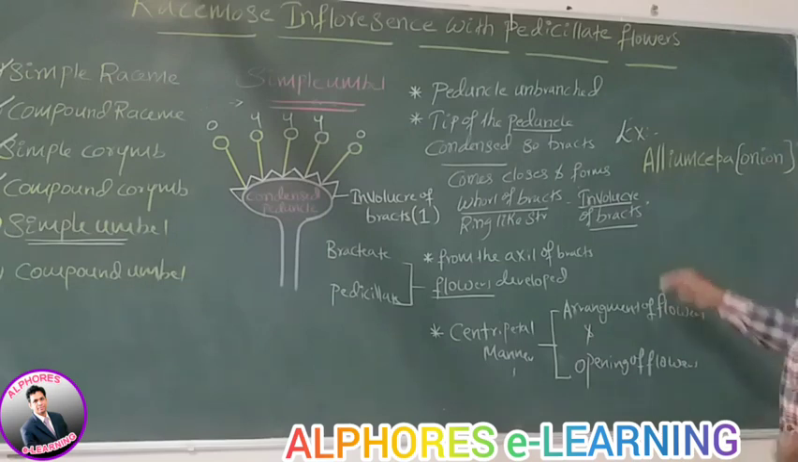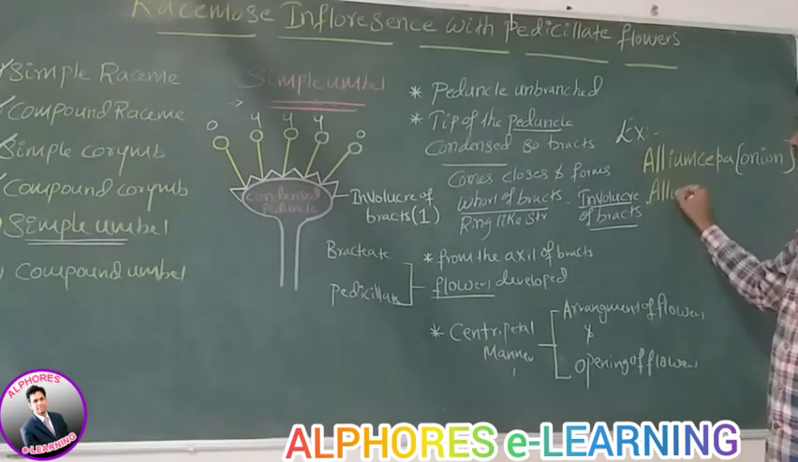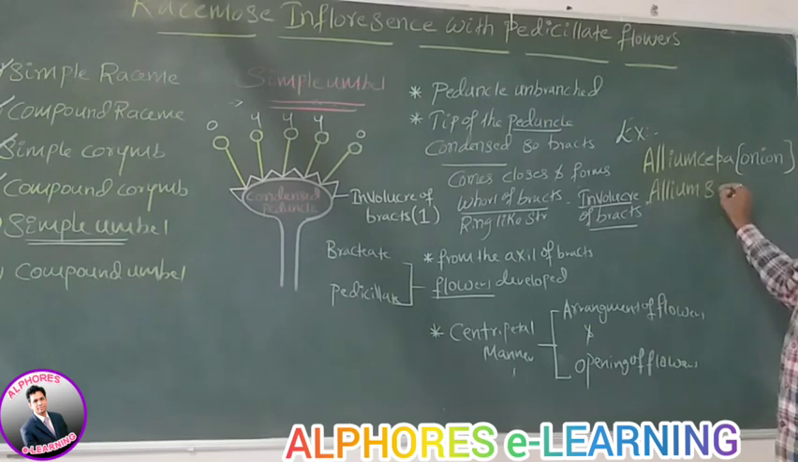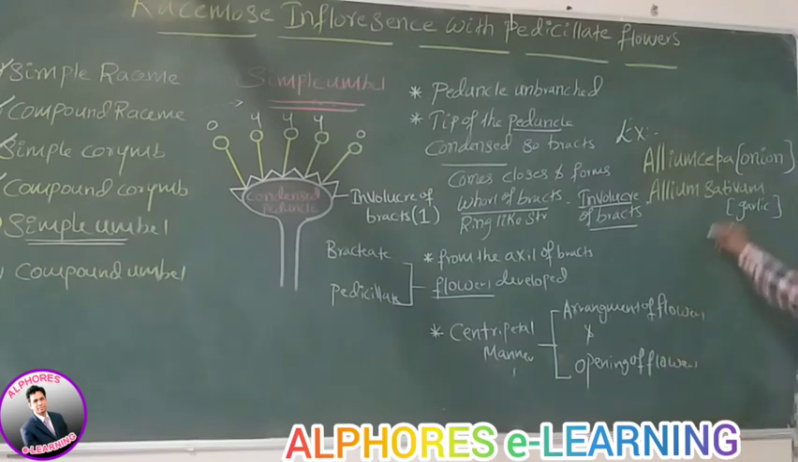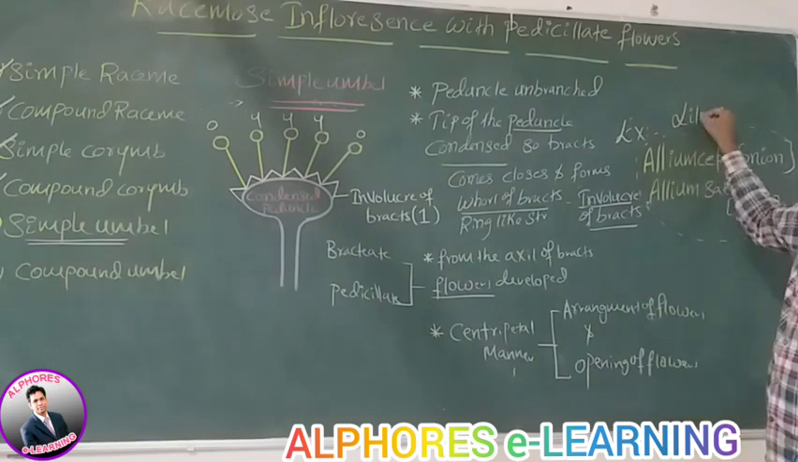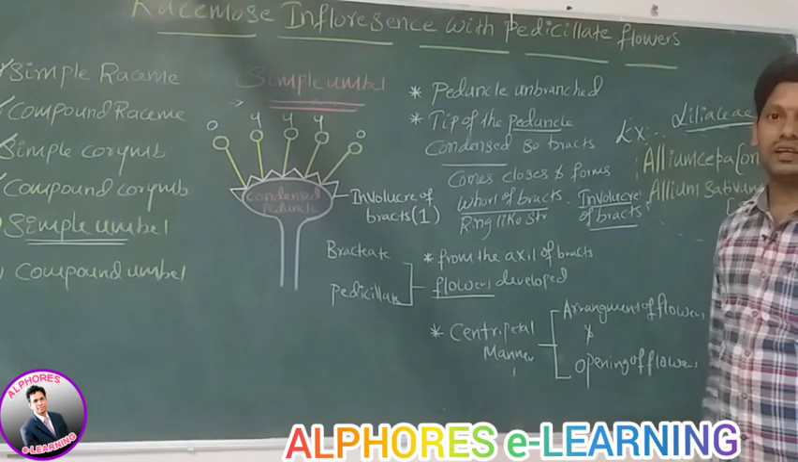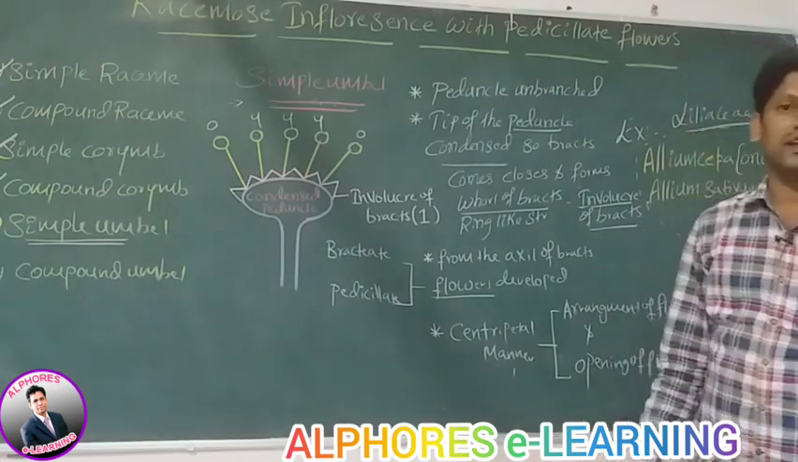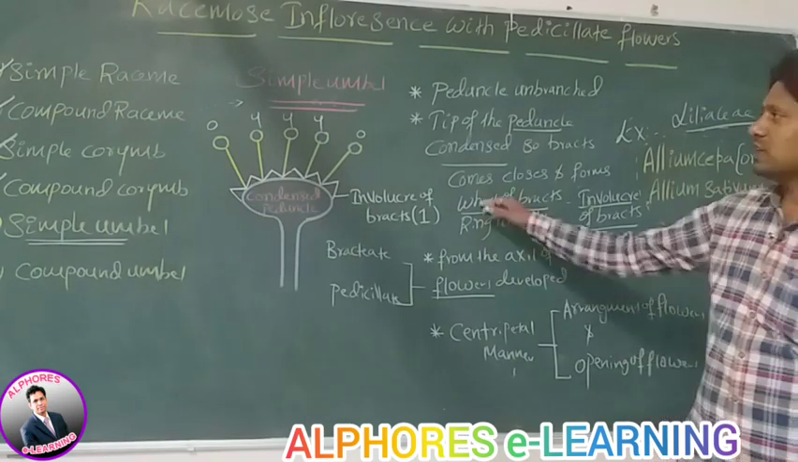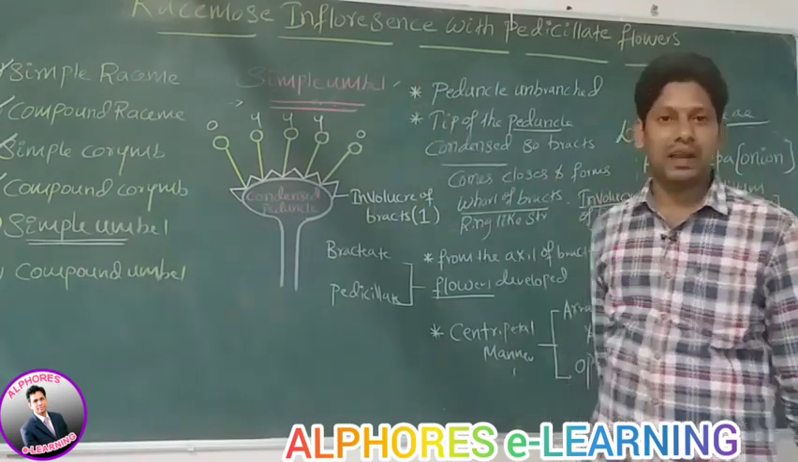Second one is Allium sativum. What is the common name of Allium sativum? Garlic. These two plants, Allium cepa and Allium sativum, come under which family? Liliaceae family. With this we completed simple umbel.